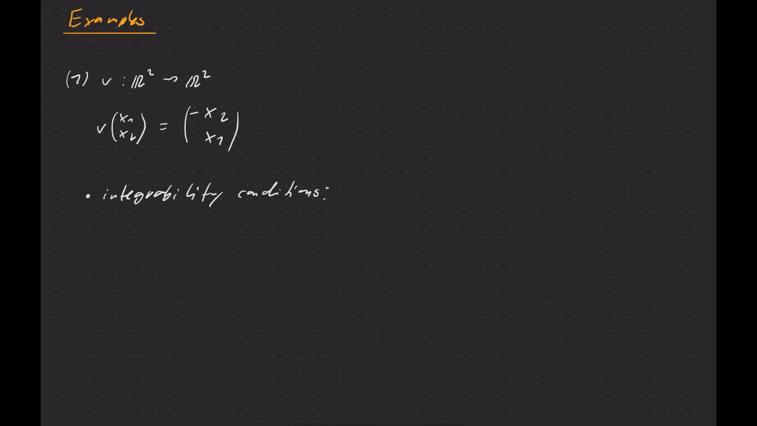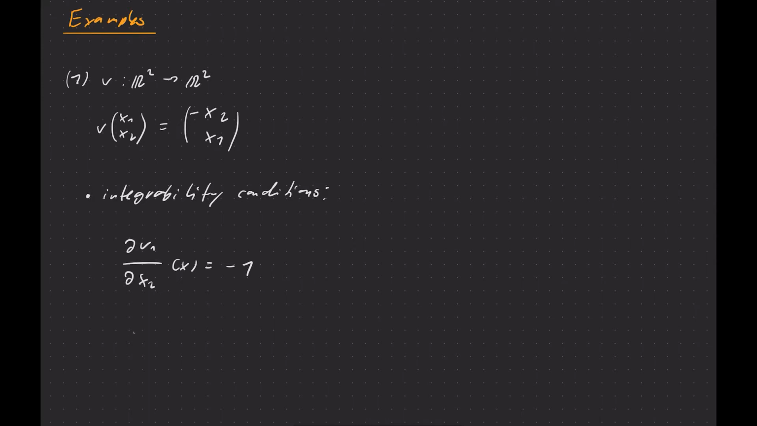We have two coordinates here, v1, v2. So we need to check the mixed derivatives. Basically, there's only one possible mixed derivative that we have to check. That is dv1 with respect to dx2 and dv2 with respect to dx1. So let's compute that. dv1 with respect to dx2: v1 is this minus x2, this coordinate here, and if we take the partial derivative with respect to x2, what we get is minus 1.